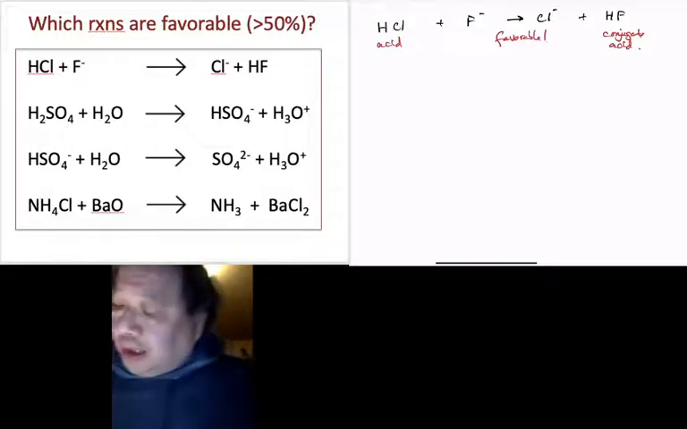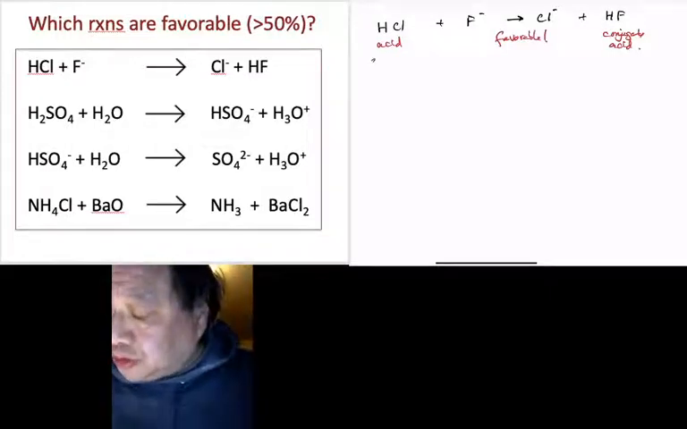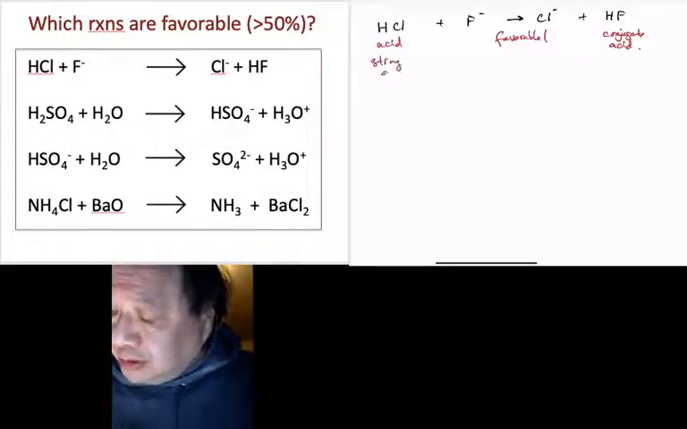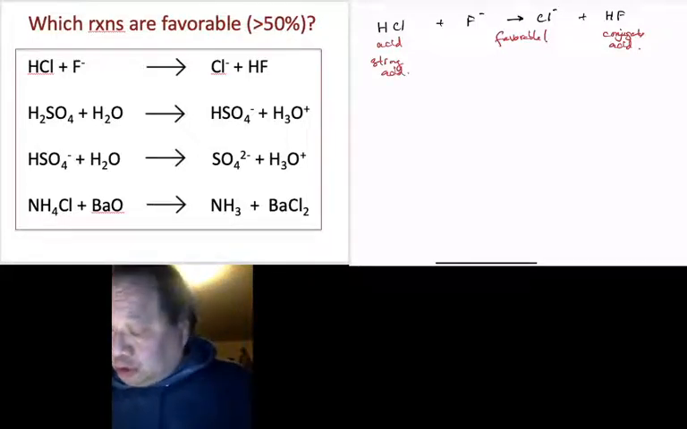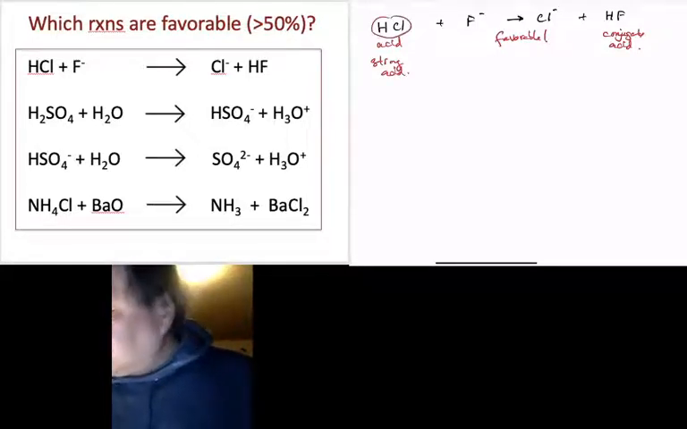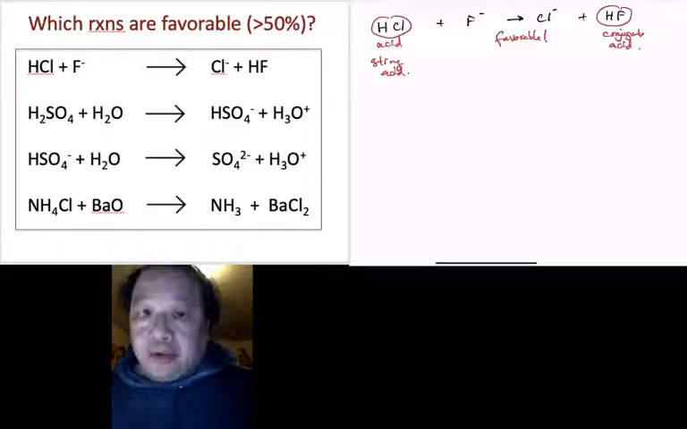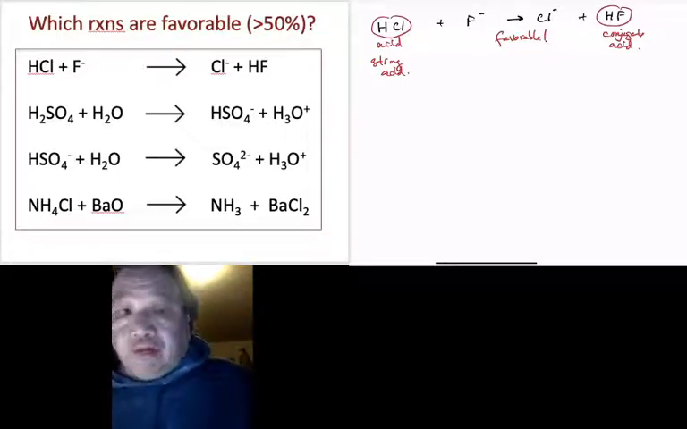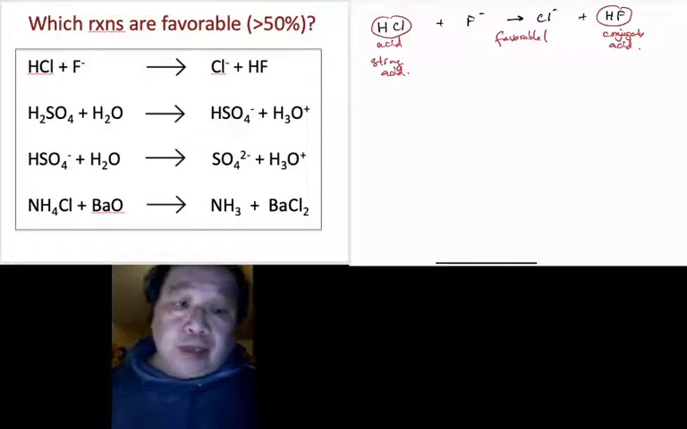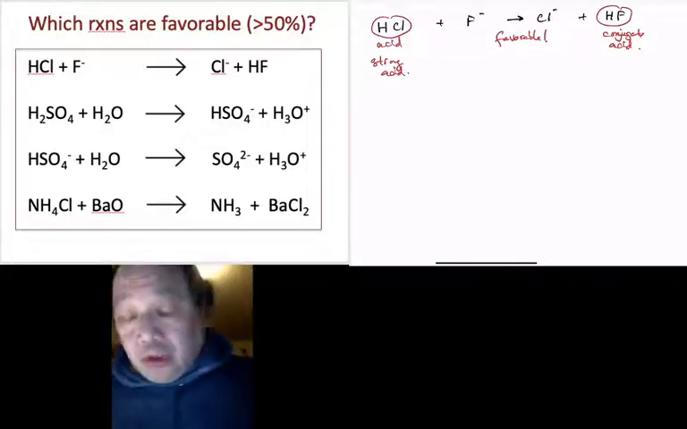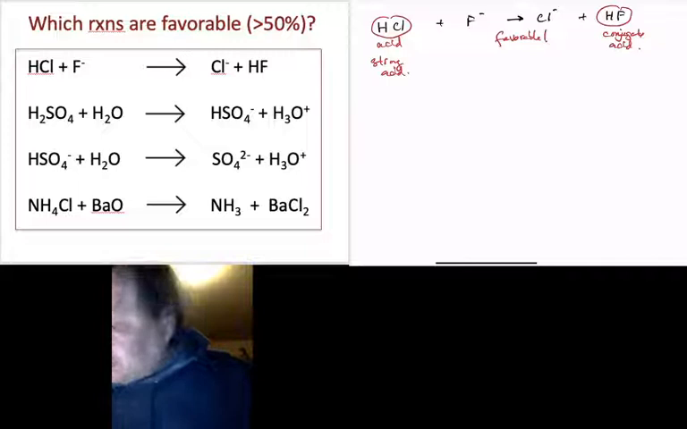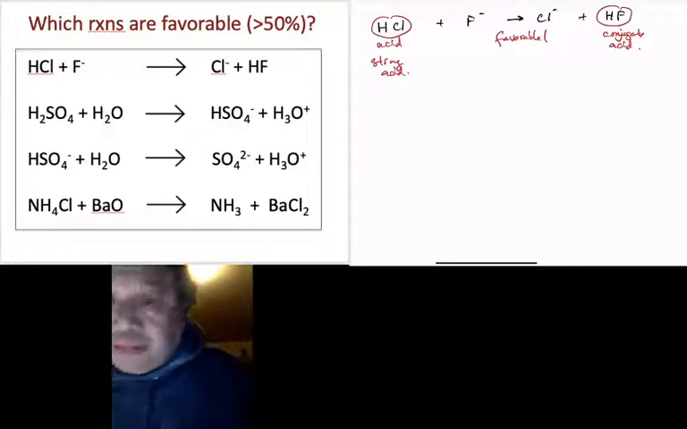Why? Because HCl is a strong acid. So the strong acid is turning into a weaker acid. And HF is not a strong acid. And that is an amazing fact, and you really have to wait to a later chemistry course to learn the reason why HF is not a strong acid. Okay, let's look at the next one.